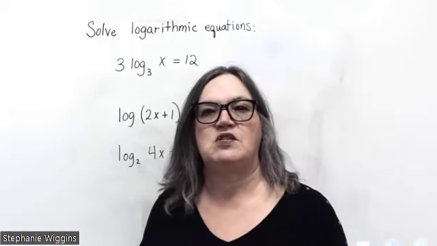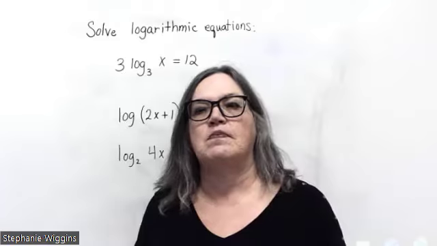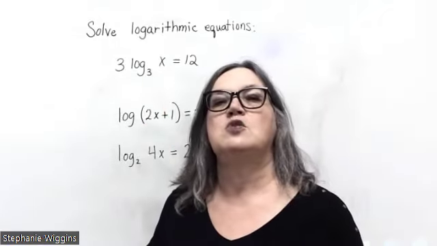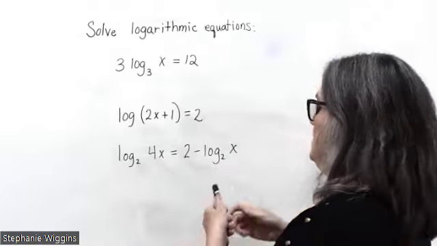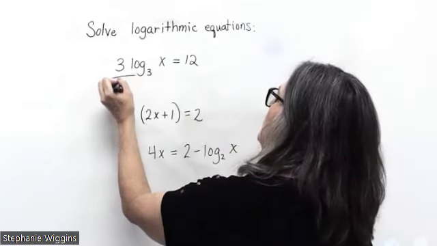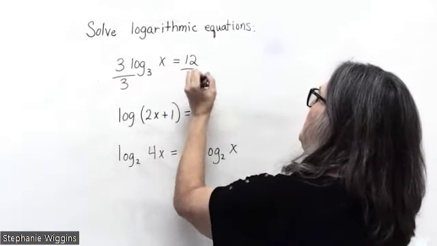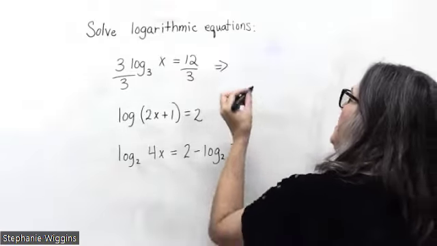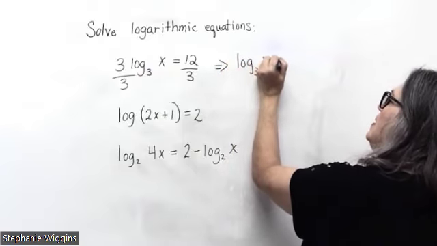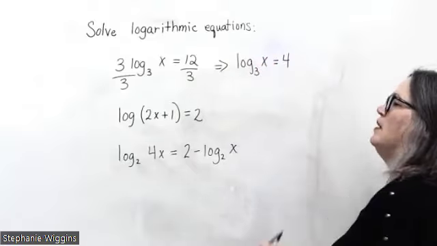Those are the steps that you're going to do. The first step is to combine the logs. In this case, we only have one log, so I'm going to isolate it. That's the second step. To get rid of the 3, I'm going to divide both sides of the equation by 3. That gives me log base 3 of x is equal to 4.